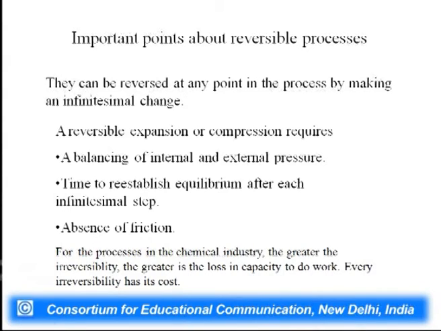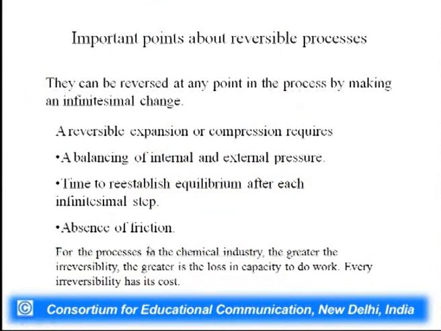So, you can see that I have shown that if I want to take maximum work out of the system, I need to carry out a reversible process. For processes in the chemical industry, the greater the irreversibility, the greater the loss in capacity to do work. Every irreversibility has its cost. So, we need to carry out a process in a reversible manner, or in the maximum number of steps, to get maximum work from the system.